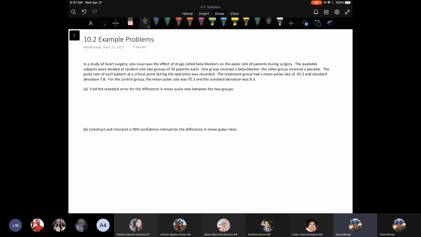So here's our first example dealing with section 10.2. In a study of heart surgery, one issue was the effect of drugs called beta blockers on the pulse rate of patients during surgery. The available subjects were divided at random into two groups of 30 patients.